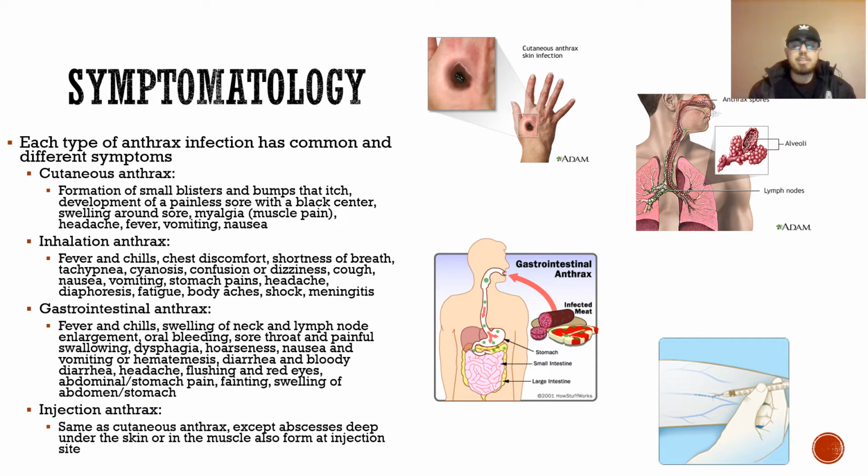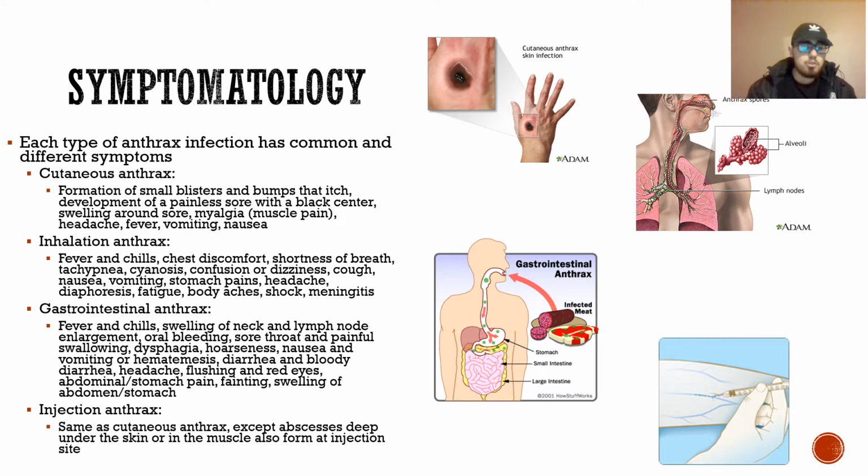Then we go to inhalational anthrax. It has some more severe symptoms, but also some commonalities. Fever and chills, chest discomfort, shortness of breath, tachypnea, which is faster breathing, cyanosis, which is discoloration of the skin due to low oxygen levels in the bloodstream, confusion or dizziness, cough, nausea, vomiting, stomach pains, headache, diaphoresis, which is excessive sweating in response to the infection, fatigue, body aches, shock, and meningitis, which is an inflammation of the fluid and membranes surrounding your brain.